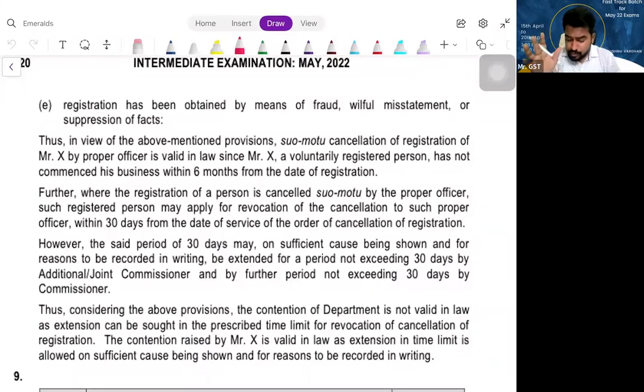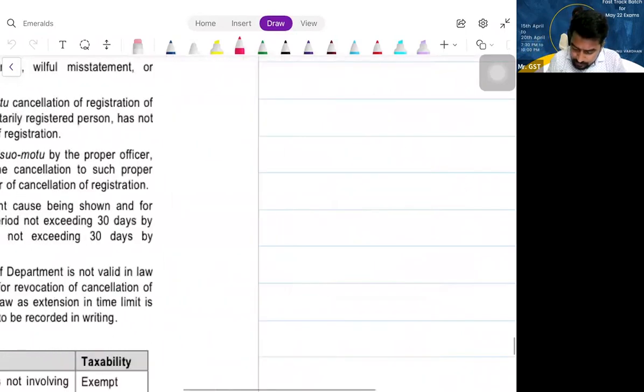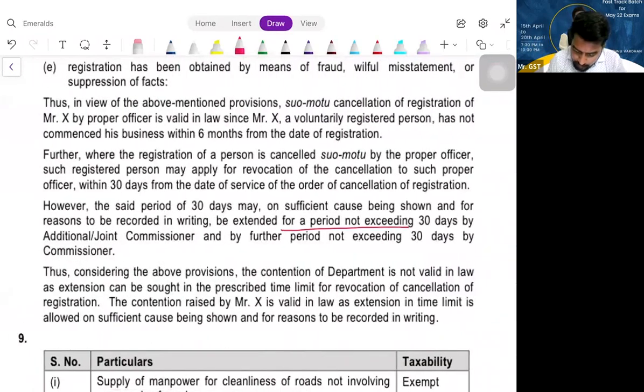And please understand, you should be focusing on words like this: period not exceeding, and by further period not exceeding. These type of words you should be focusing on. Clear? Is that clear? Shall we proceed?